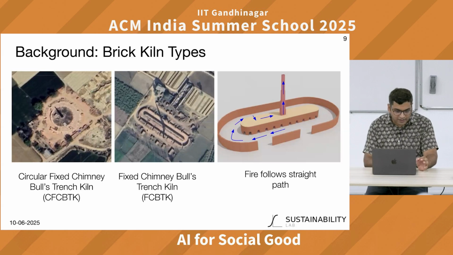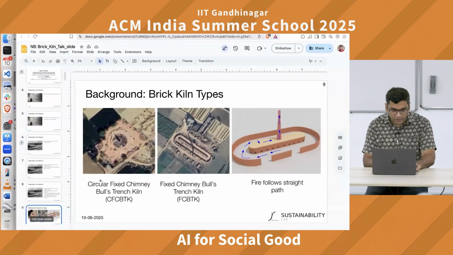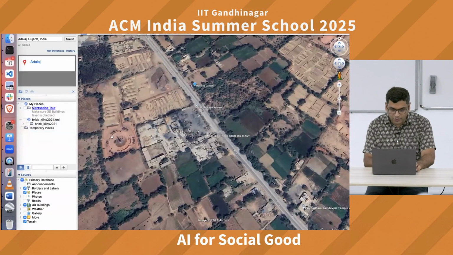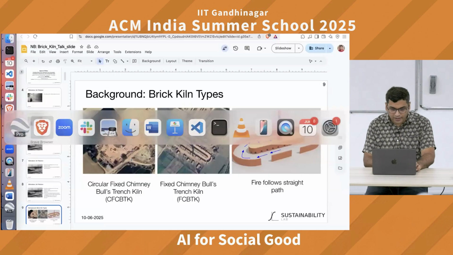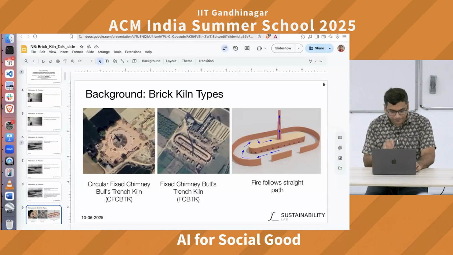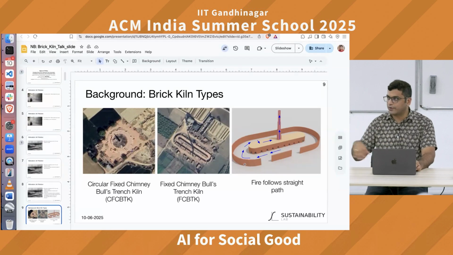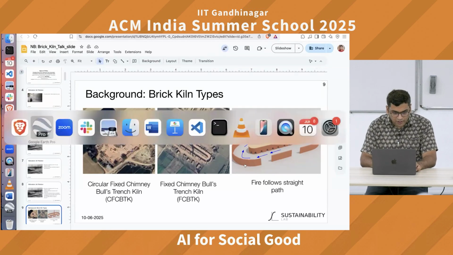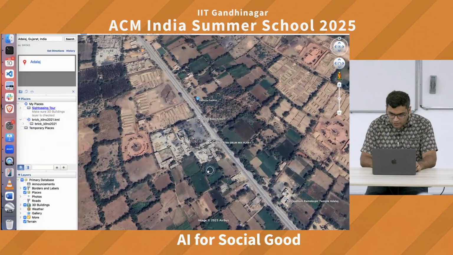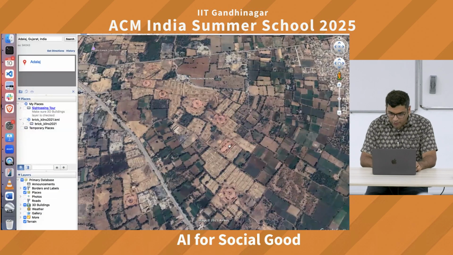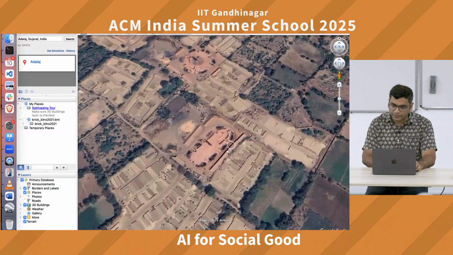So we can see that the leftmost one is the circular fixed chimney Bull's trench kiln, which is the one I showed you. And then you have a slightly better, more efficient version known as the fixed chimney Bull's trench kiln. It's oval in shape, and there is a very specific path which the fire has to follow in order to have the baking done. So this specific one we saw is this oval-like structure.